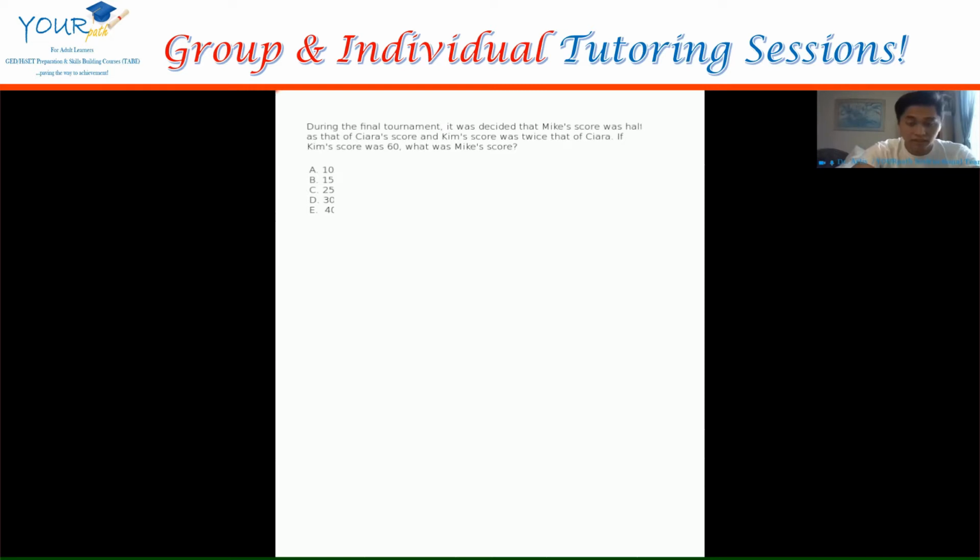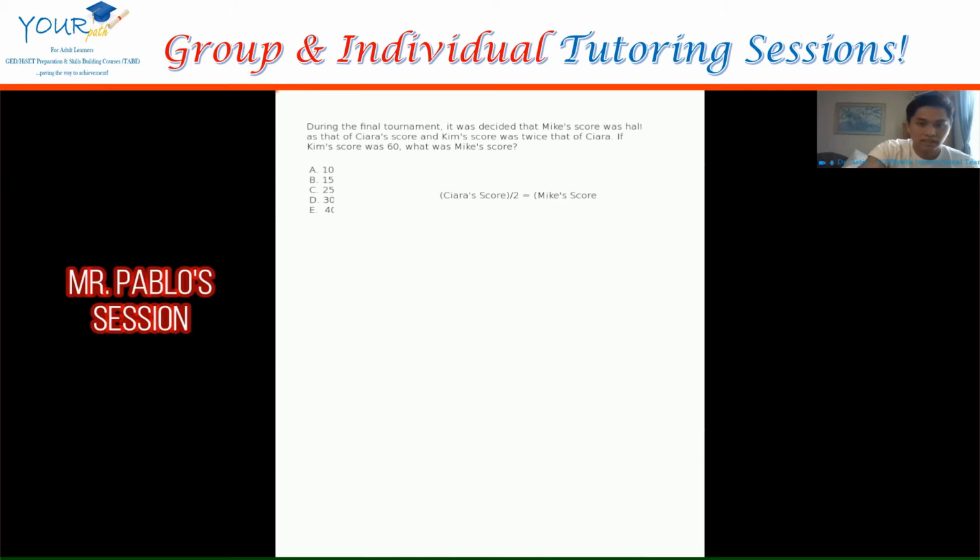And I'll just write that out or type it out. And like that, you see Mike's score is half of Sierra's, so if you divide Sierra's score by 2, you'll get Mike's score. And then it goes on to say that Kim's score was twice that of Sierra. So if we multiply Sierra's score by 2, Sierra's score multiplied by 2, it would equal Kim's score.